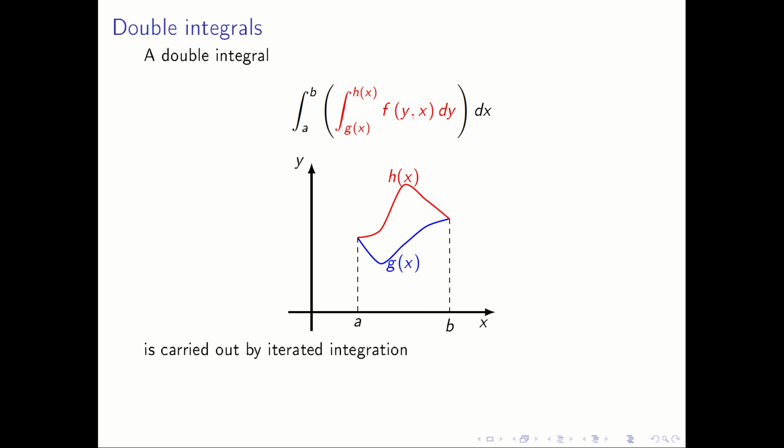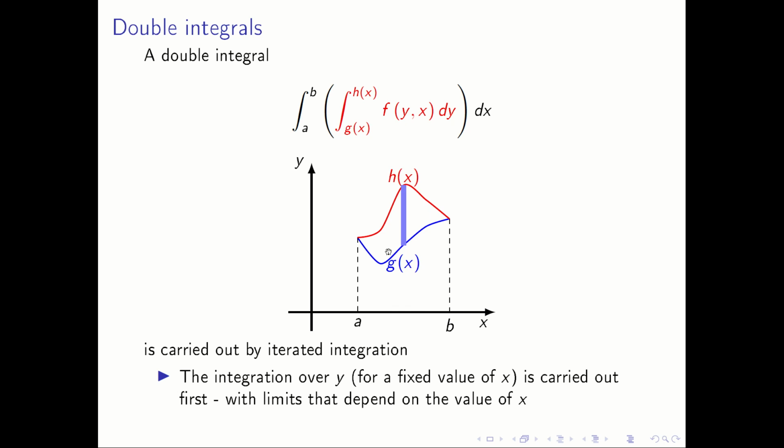You carry out the y integral first, as I said, for a fixed value of x, and the range or the limits for the y integration is decided essentially by the value of x through the function g of x, which gives you the lower limit, and h of x, which gives you the value of the upper limit. Of course, when you calculate this whole thing out, you get a function of x, and this function of x is then integrated out over x to essentially give you the final integral.